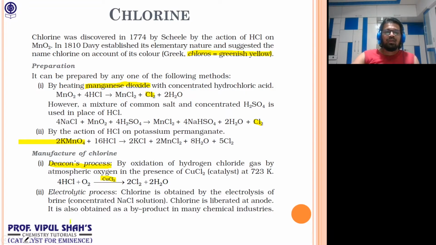Second, we have the electrolytic process. This is an important one. I want everybody please concentrate. It's obtained by electrolysis of brine solution. Brine is concentrated NaCl solution. Now aqueous NaCl, aqueous means in the presence of water. So we'll have sodium ions, chloride ions, and water's H+ and OH- ions.